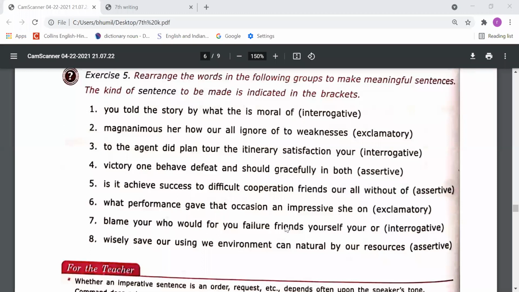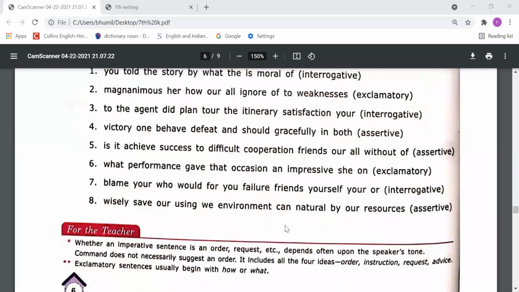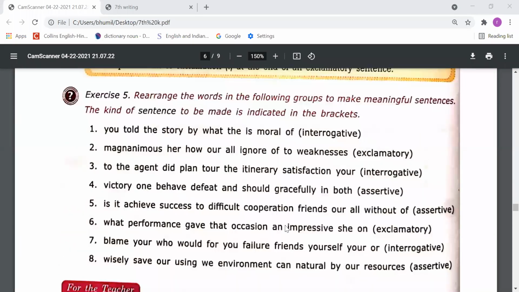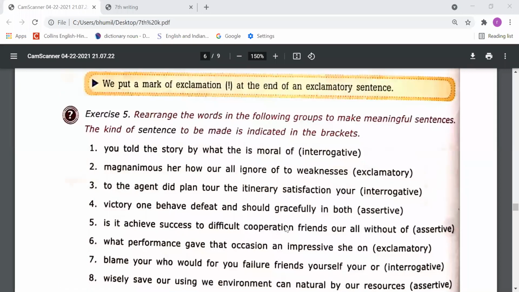Right. Sentence number 7 and 8 you should try to do by yourself, and soon I'll send the answer key. Then you can match the answer. And dear student, this exercise you should try to do in your book. Okay, so space is there. In this space you can mention the answers.